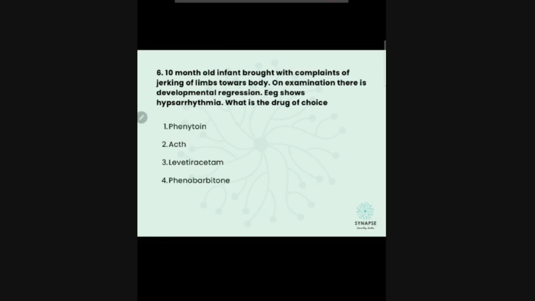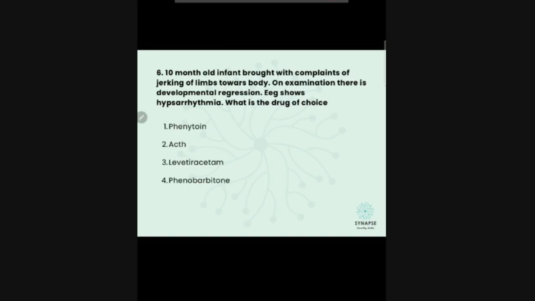So there's a jerking of limbs towards the body, which is nothing but the salaam spells. How will the salaam spells be? The head will have a forward flexion. Similarly, there will be an inward movement of the arms towards the body. So here you will have West syndrome, hypsarrhythmia, developmental regression, and infantile spasms. EEG shows hypsarrhythmia. So what is the drug of choice?